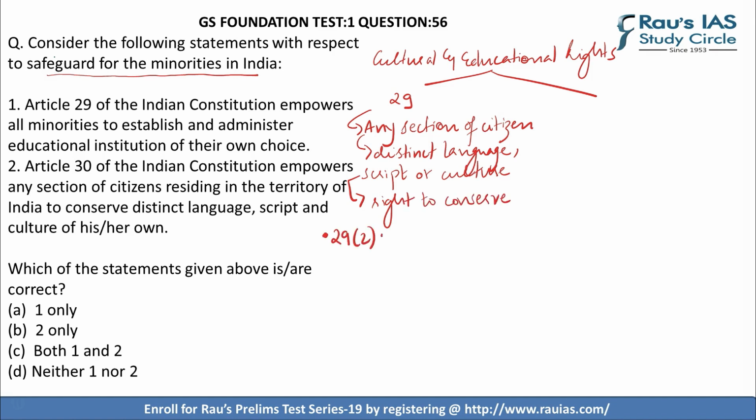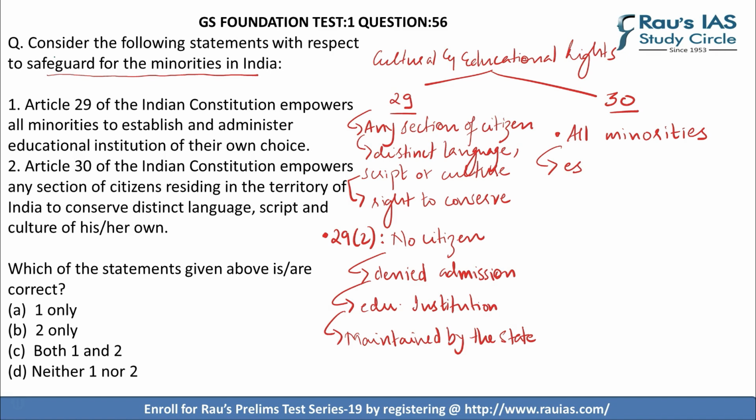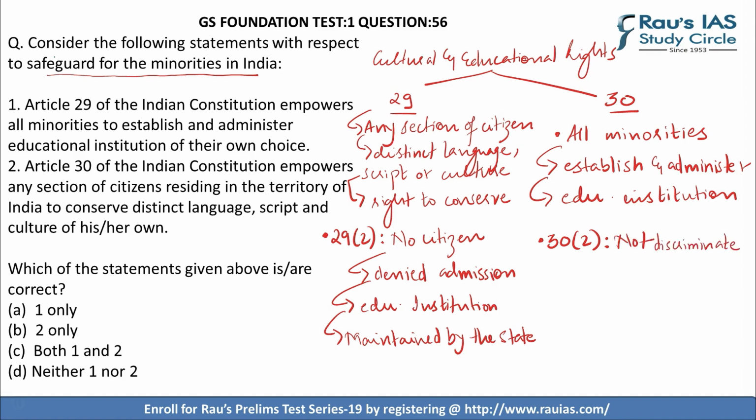Subclause 2 of Article 29 further states that no citizen shall be denied admission into any educational institution maintained by the state or receiving aid out of state funds on grounds only of religion, race, caste, language, or any of them. On the other hand, Article 30 says that all minorities, whether based on religion or language, shall have the right to establish and administer educational institution of their choice. Subclause 2 of Article 30 says that the state shall not discriminate any minority-based institutions in respect of granting aid to it.